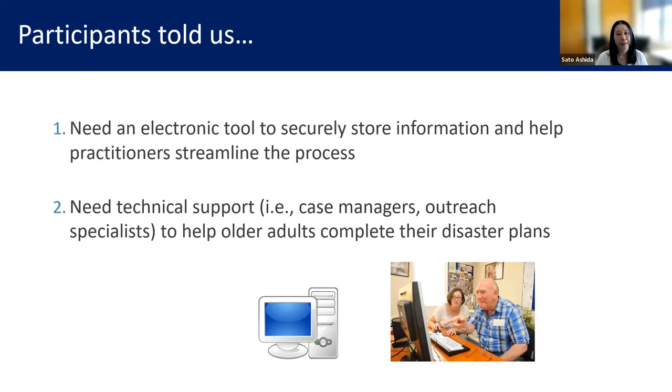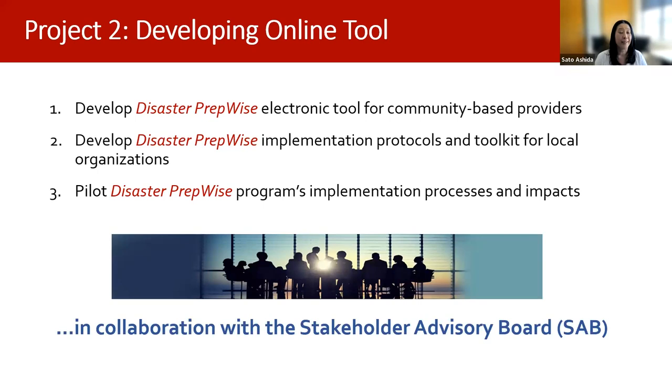So they were very clear about it: we want an electronic version, it should be online. However, we're not gonna be touching the computer. We need someone else to do it for us or with us to develop our plans. And so we took that suggestion to the next grant and received that grant, with the Stakeholder Advisory Board as our community partner to implement this implementation research. The goal of the next research was to develop the electronic tool and also to develop the implementation strategies with the Stakeholder Advisory Board.